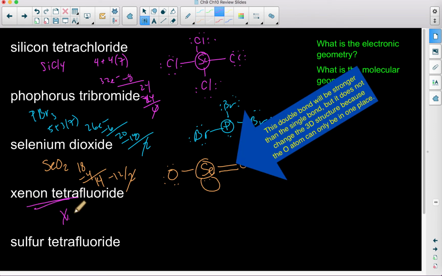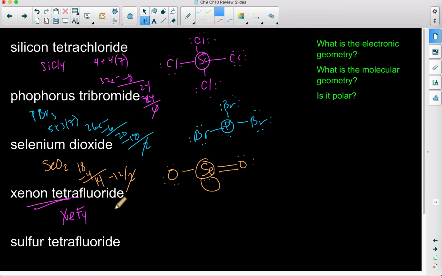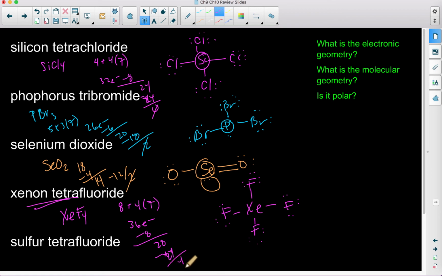Xenon tetrafluoride. Xenon has 8, and no, they don't form compounds often, but they do sometimes. So xenon has 8 plus 4 times 7. So that's 28, 36. Xenon, fluorine, bond, bond, bond, bond, minus 8 leaves us with 28. And then 1, 2, 3, 4, 5, 6. So that's 6 times 4 is 24, which means 4 valence electrons left.